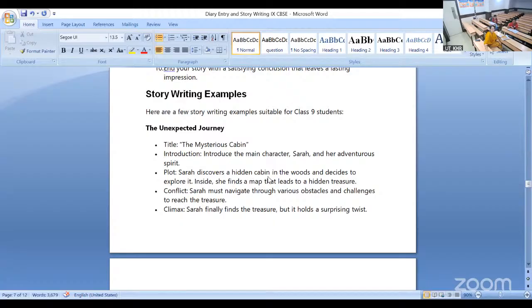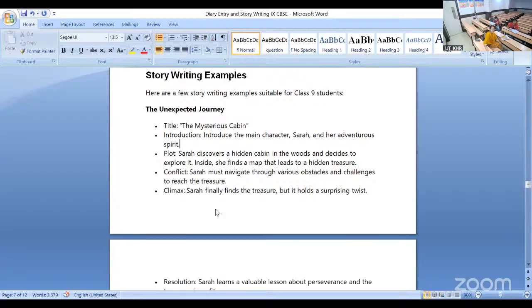Sarah discovers a hidden cabin in the woods and decides to explore it. Inside, she finds a map that leads to a hidden treasure. Here the journey begins. Unexpected journey. Mysterious cabin. Sarah must navigate through various obstacles and challenges to reach the treasure.